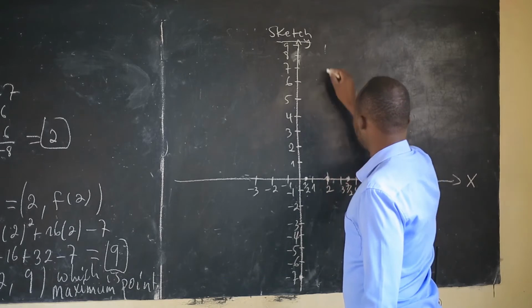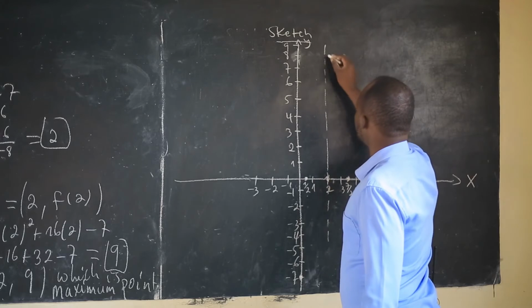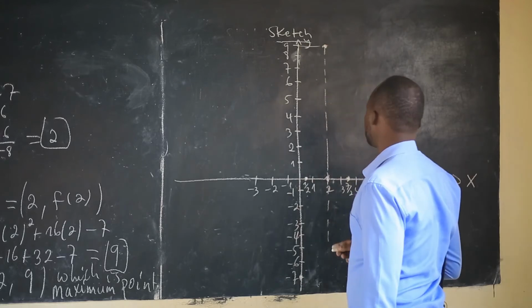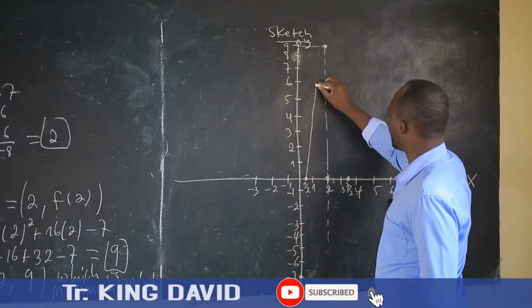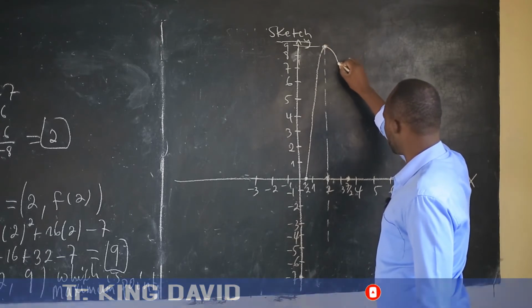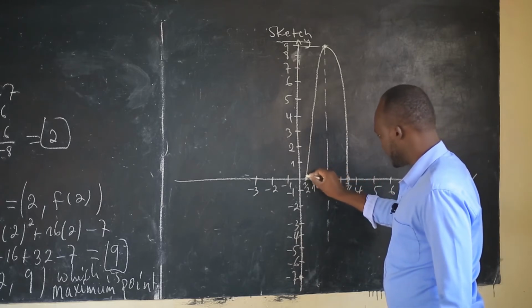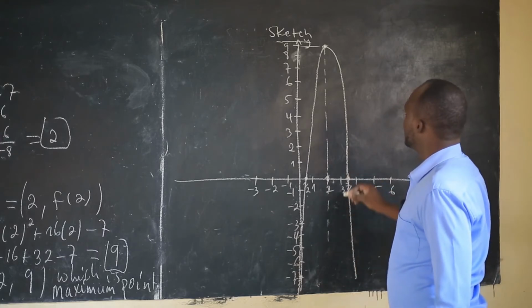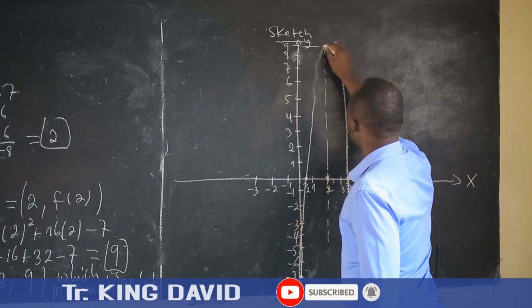You have this line. So (2, 9) is here. So now it will be like this. This is our curve, where this is our turning point. It turns from there, it goes down in this way, and it comes down and it passes through negative 7. So this is our curve, where this is the turning point.